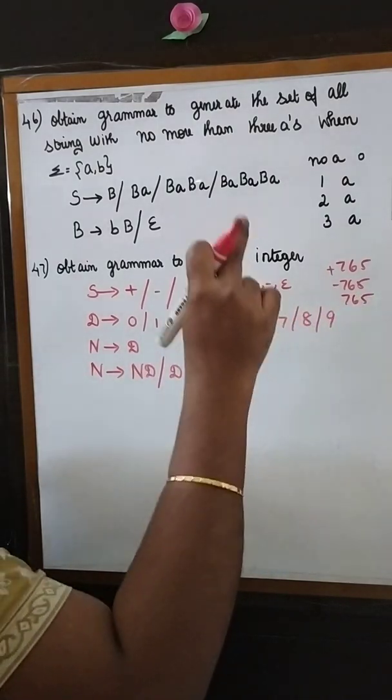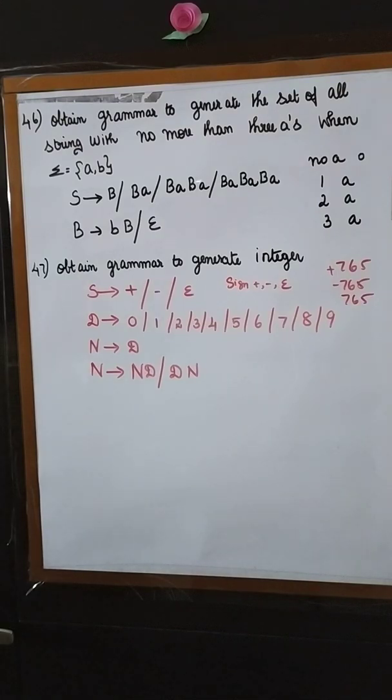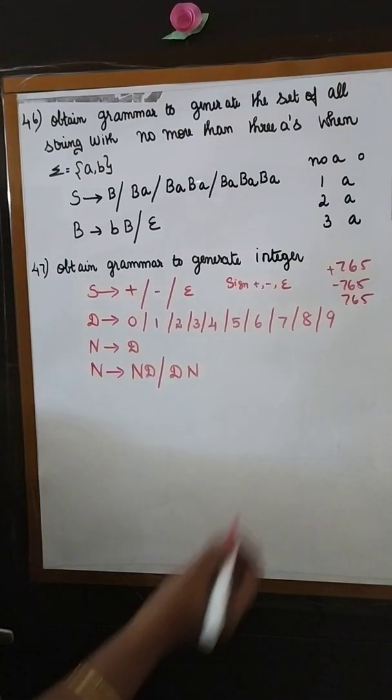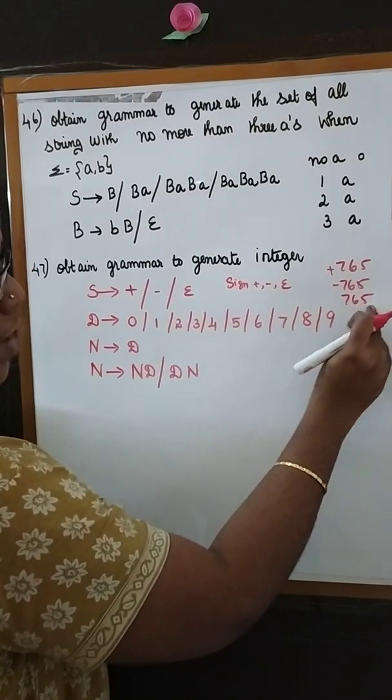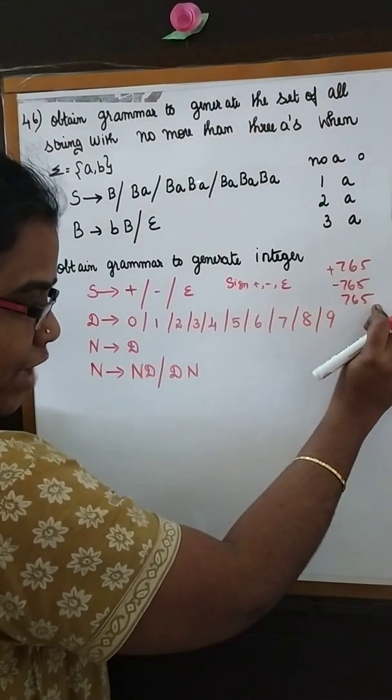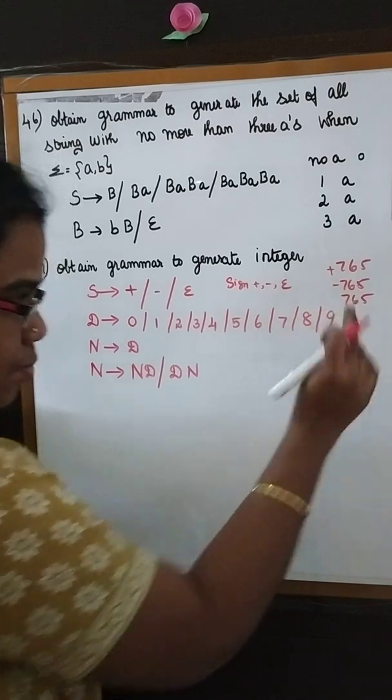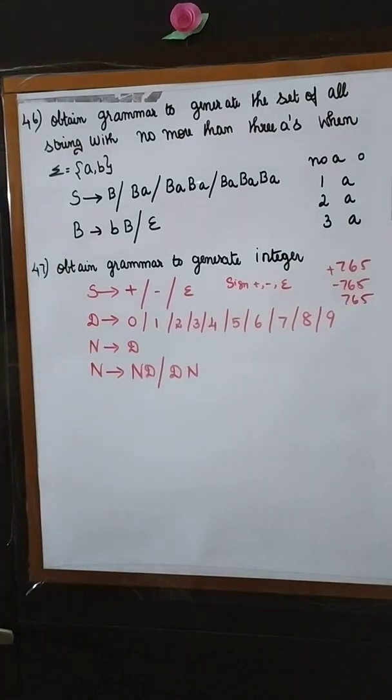So 7 is a digit, 6 is a digit, 5 is a digit. Otherwise we can tell this also: if I am going to tell 765, I can tell 76 followed by 5. So this 76 comes as a number, and then the 5 will come under the digit.